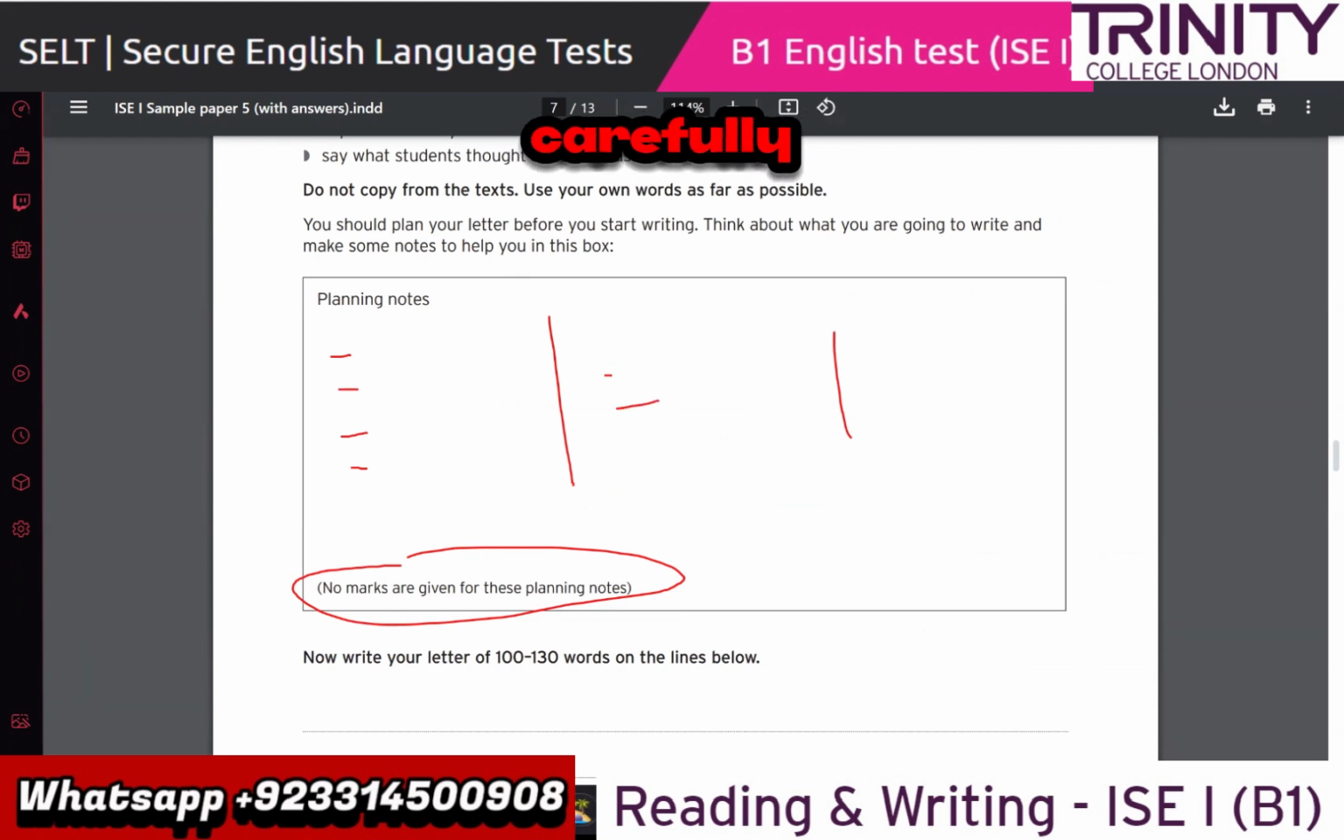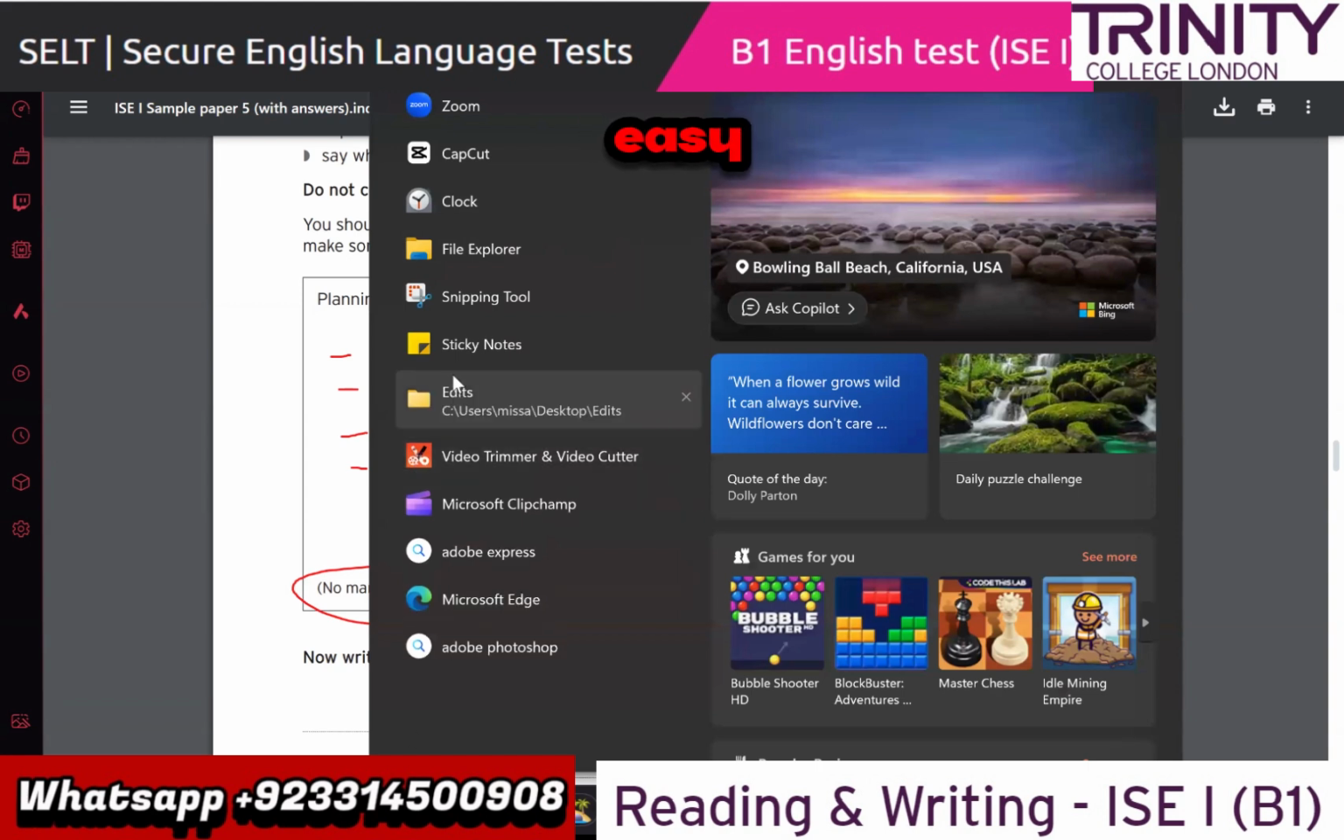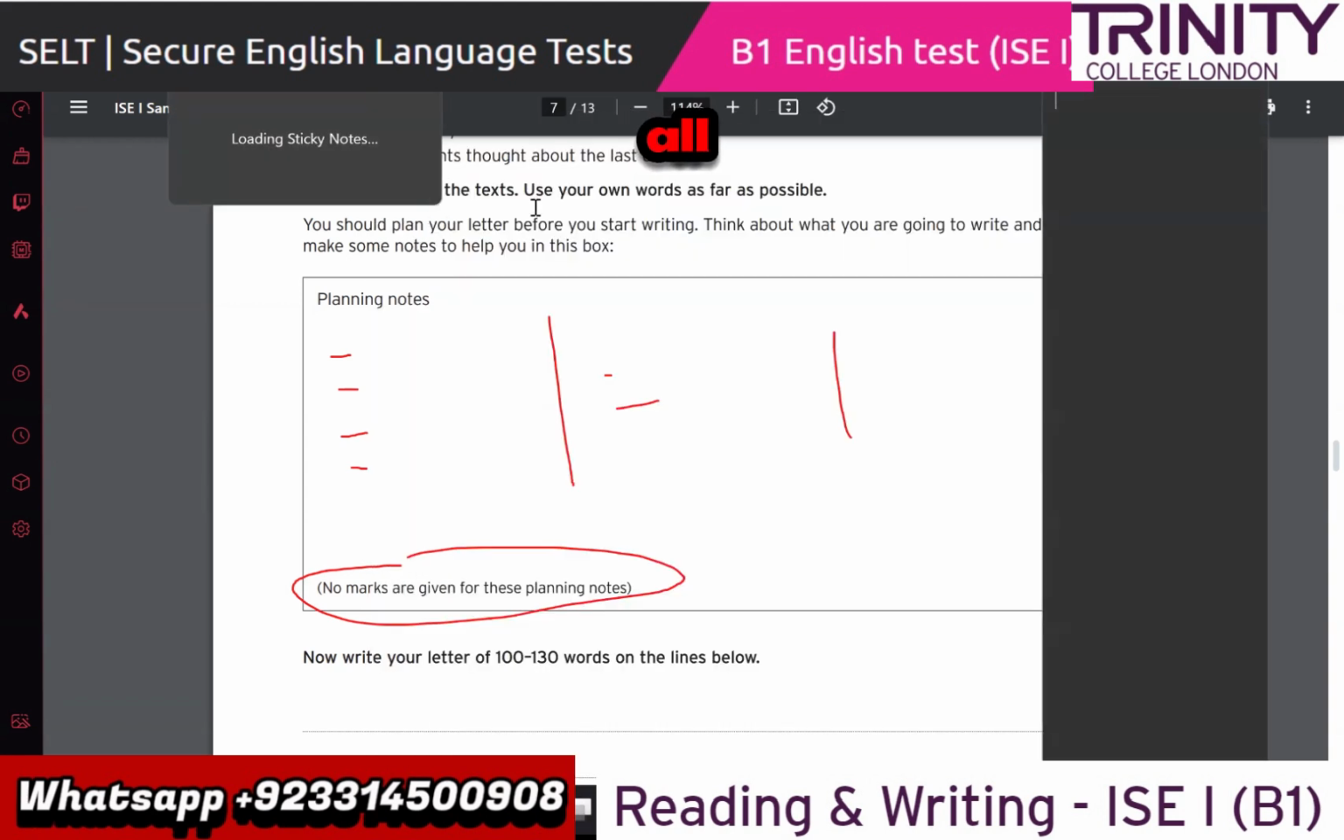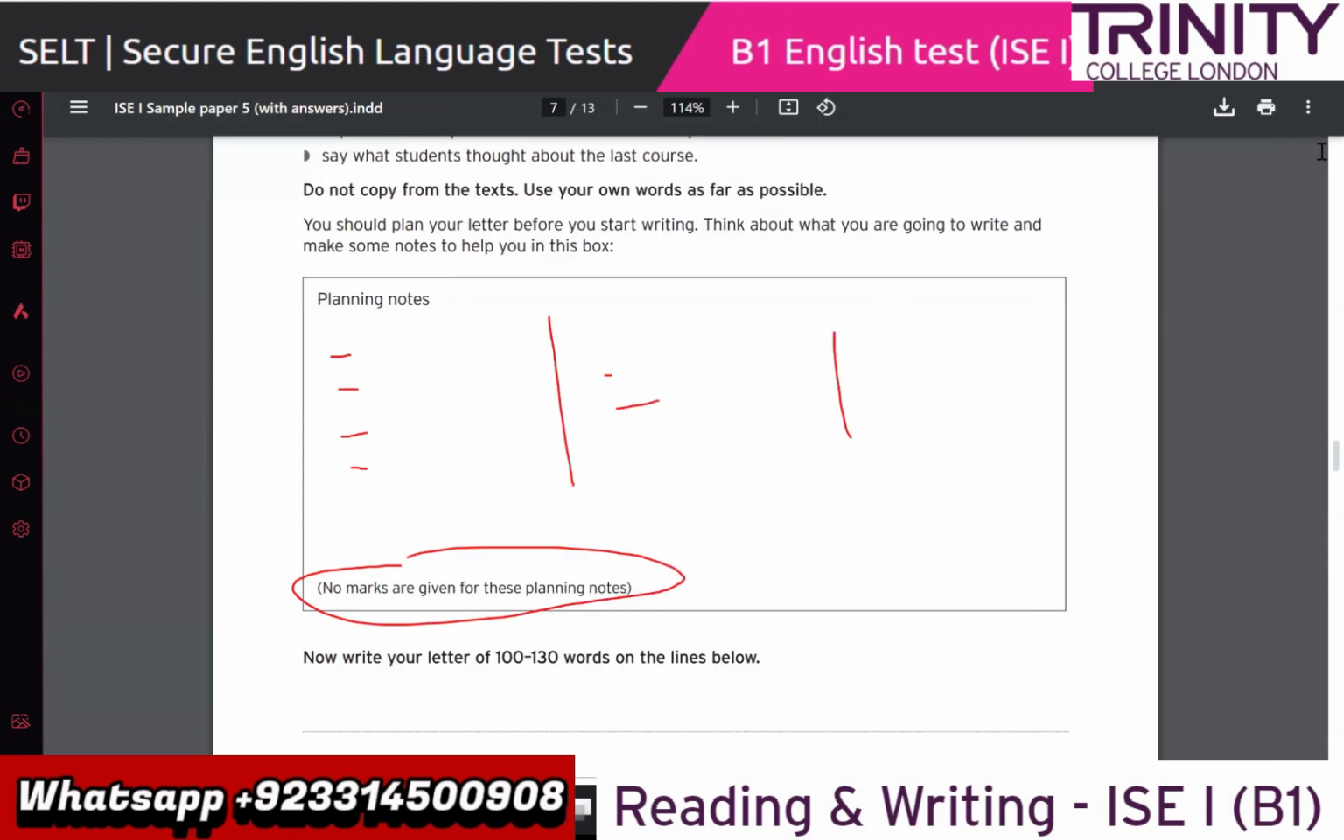Muhammad, now listen carefully. This task is very easy. It's not hard at all and very doable. Now, what you're supposed to do.